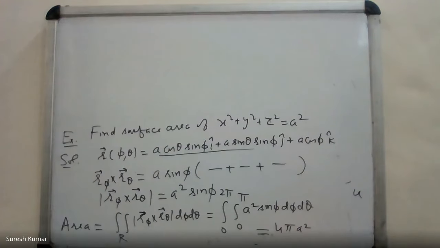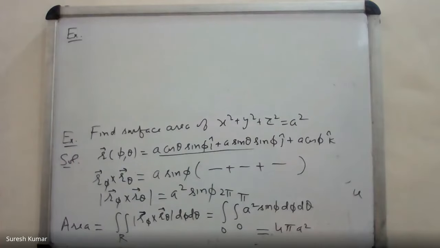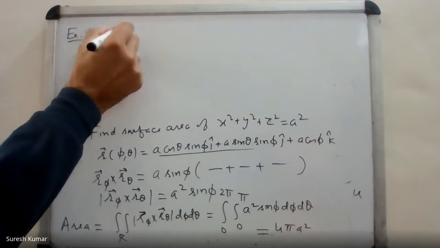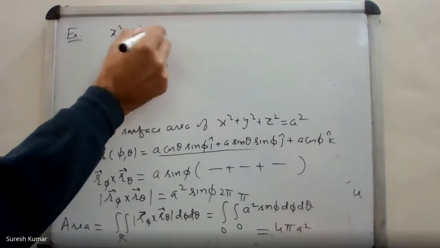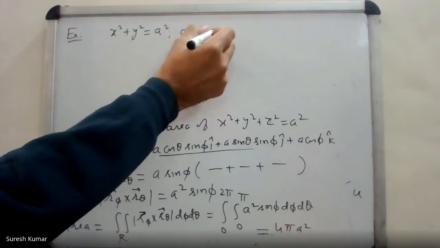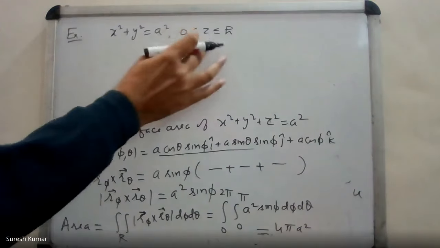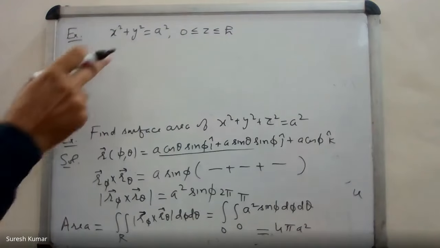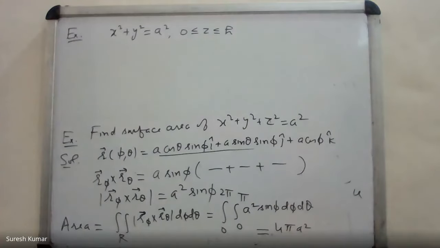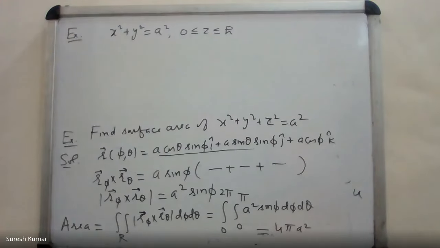Let us do another example. Find the surface area of the cylinder x square plus y square equal to a square, z varies from 0 to h. Right circular cylinder. Base the circle, height h. You know the answer already. Find the curved surface area, remember that. We are interested in finding the curved surface area of the cylinder.